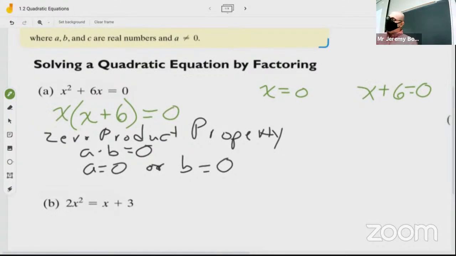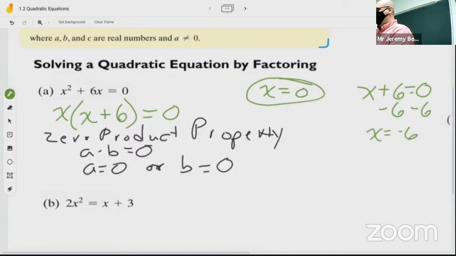And what we end up with here is just two linear equations. This one's already solved for us. x is equal to 0. That's one solution. This one we just got to solve. Subtract 6 from both sides. You get x is equal to -6. And so we would have two solutions.